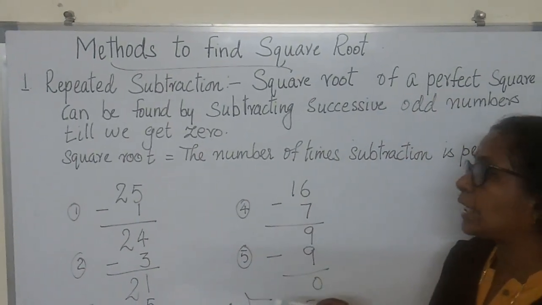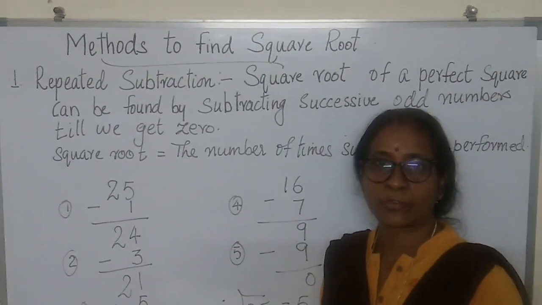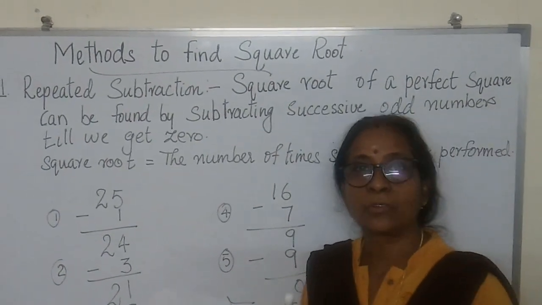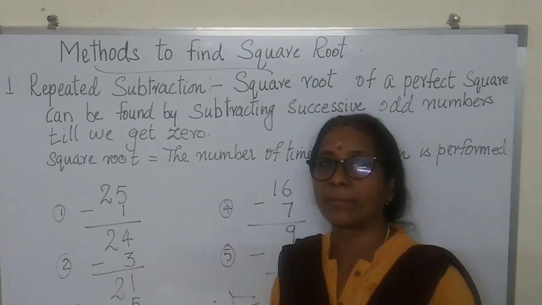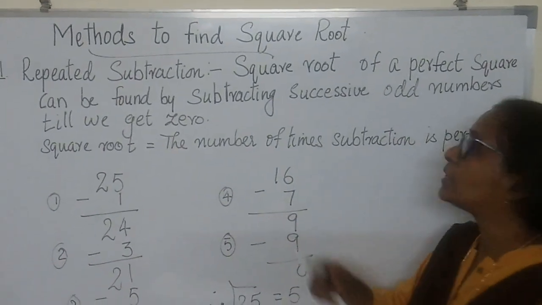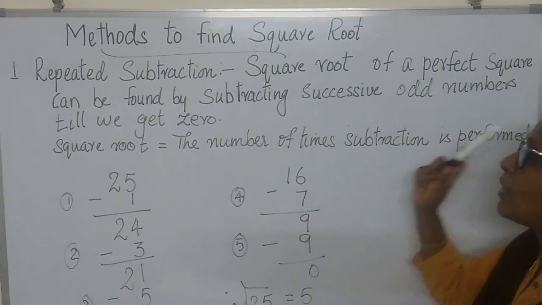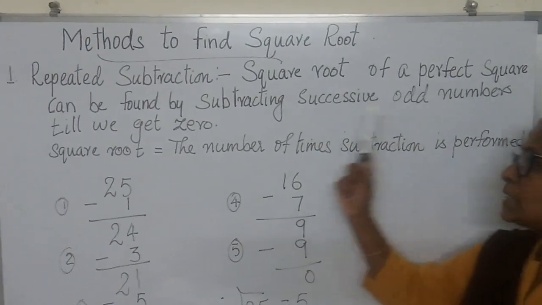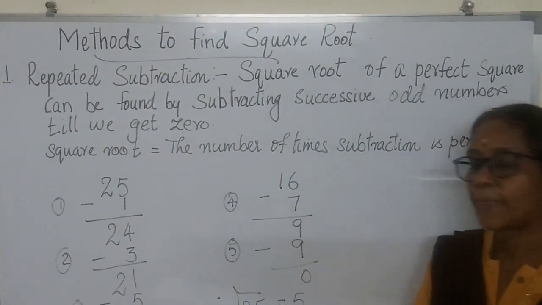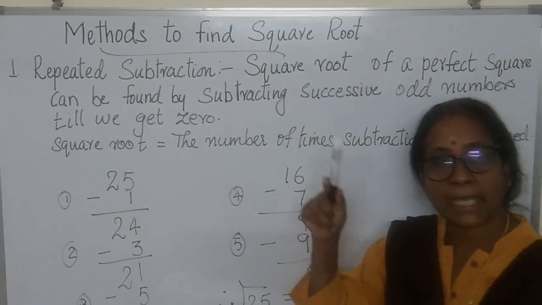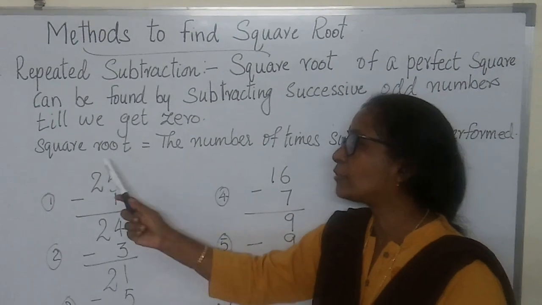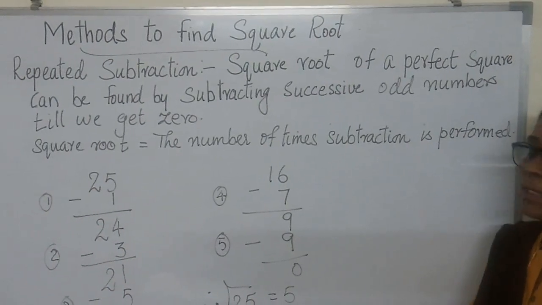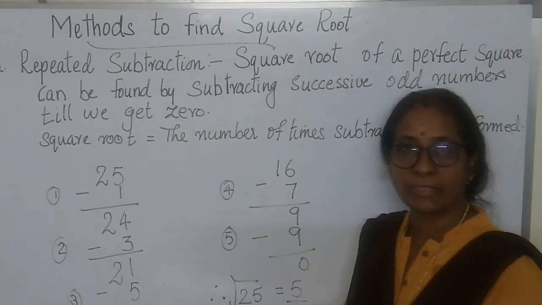What we actually do is again based on a property of squares. We learned that square numbers can be written as the sum of n odd numbers. The same property is used here. The square root of a perfect square can be found by subtracting successive odd numbers till we get 0. Now, how will you find the square root? How many times you subtracted, that is the square root. The square root is equal to the number of times subtraction is performed. It will become clearer if we do it with an example.